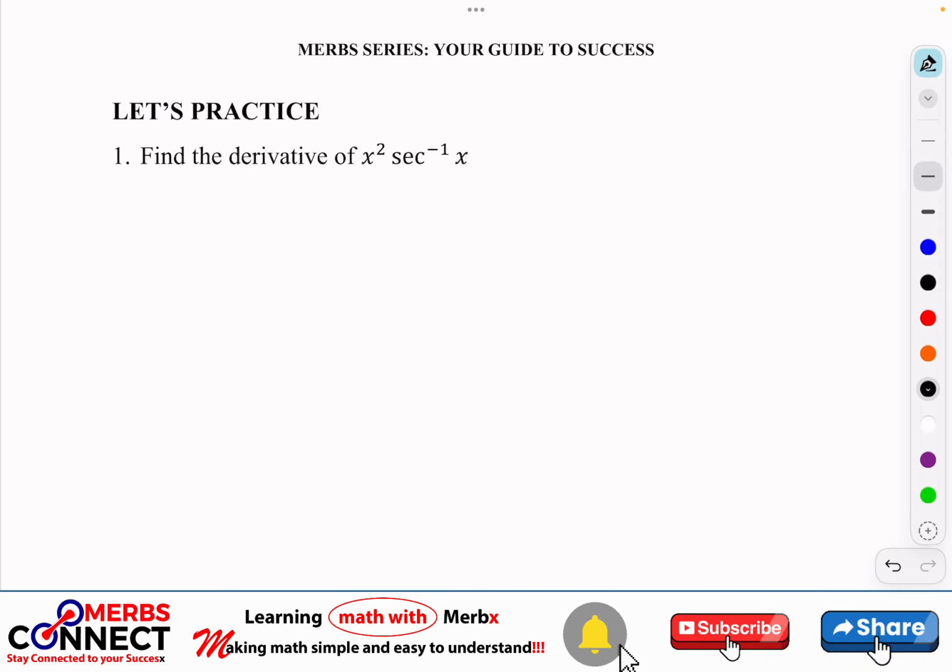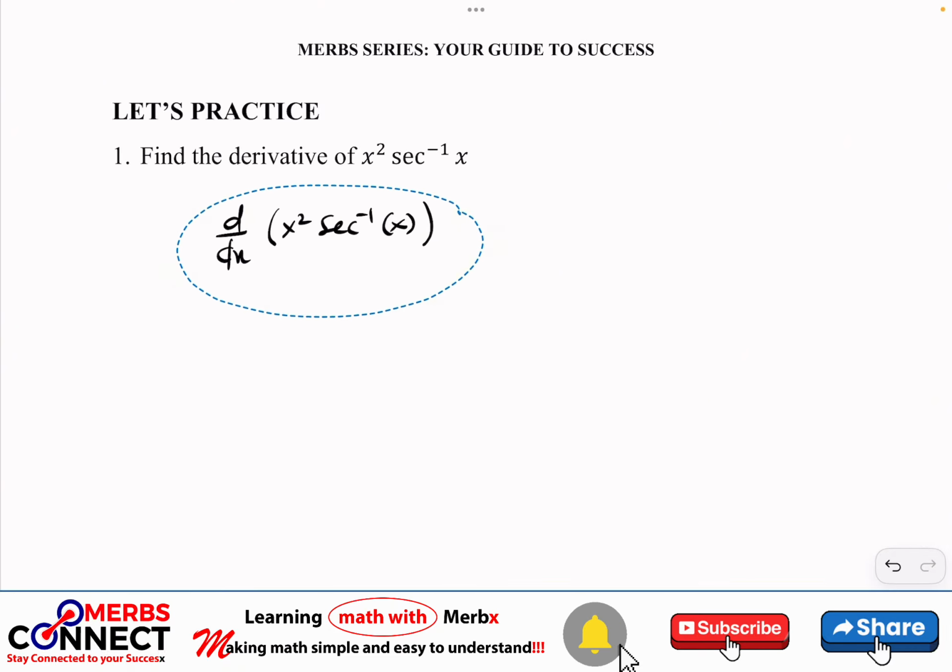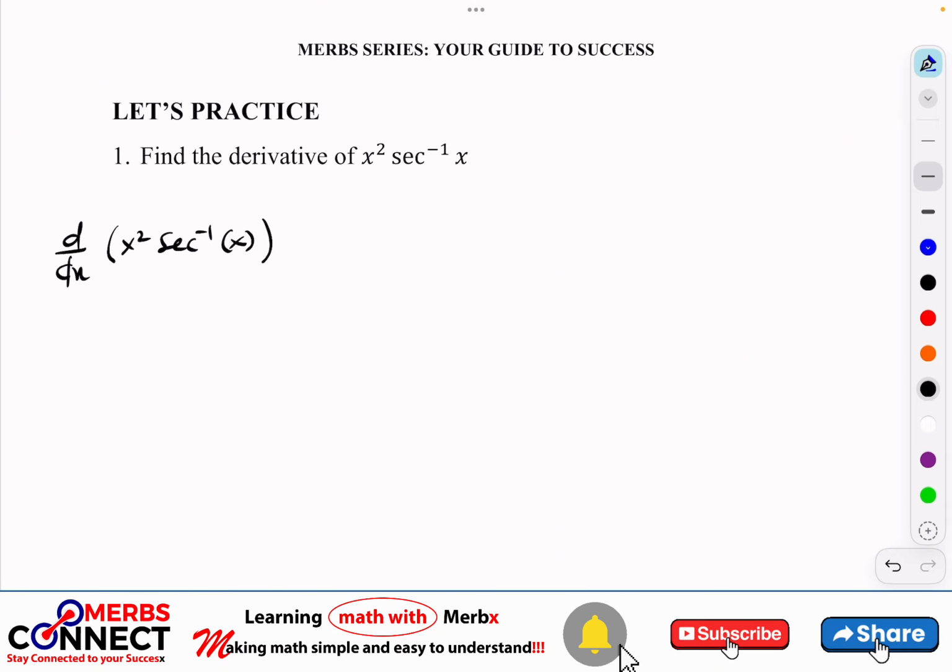Now let's look at this one quick. So we want to differentiate this: x squared secant inverse of x. So product rule again, right? I love product rule. So let's pick a to be x squared. Let's pick b to be secant inverse of x.